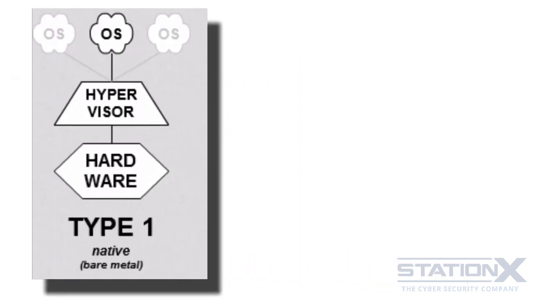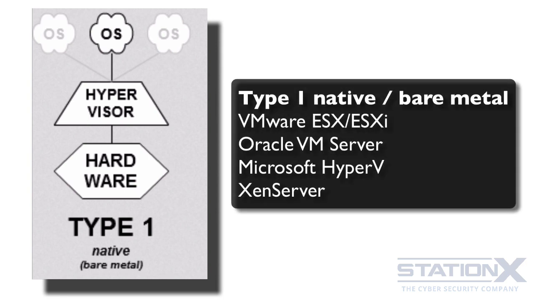Now there's the Type 1 native hypervisors, also called bare metal hypervisors. There is no host operating system. In fact, the hypervisor is really the host operating system. Common Type 1 native bare metal hypervisors include VMware ESX and ESXi. There's also Oracle VM Server. Microsoft's got its Hyper-V product. And there's also the free and open source Xen Server. Type 1 hypervisors have the advantage of being faster and probably more secure as there is a reduced attack surface. There's no operating system that they're sat on that can be attacked.